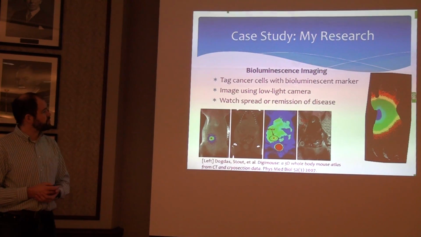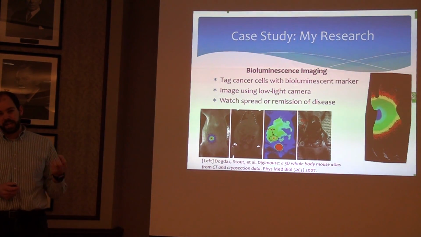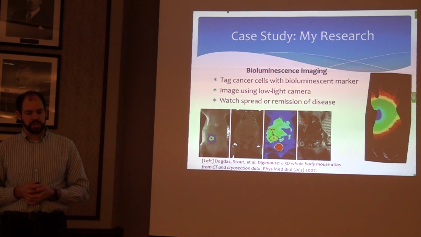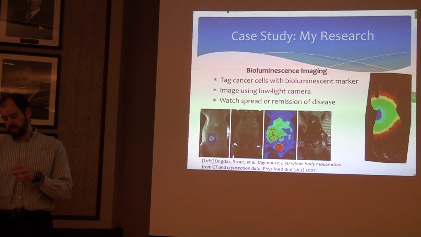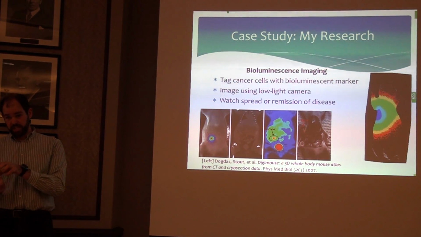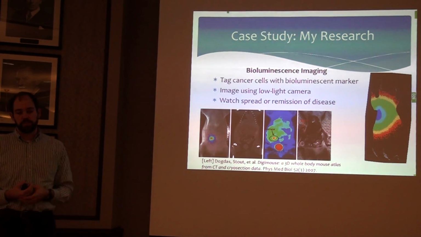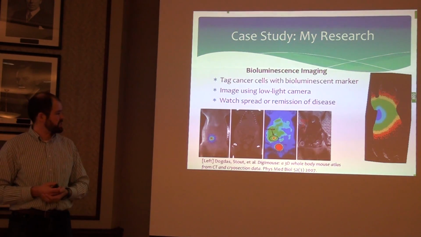So one of them that produces some pretty cool pictures is bioluminescence imaging. So you tag cancer cells or sometimes infectious cells, viruses, bacteria, whatever, with a bioluminescent marker. And you image it with a low light camera, so whatever organ is infected will actually emit light on its own. You immobilize the animal, in this case a mouse, and you image it with a low light camera, and you can actually watch the disease as it's spreading.